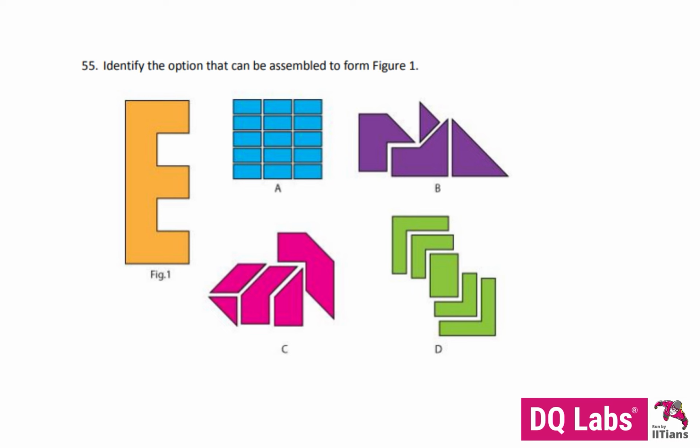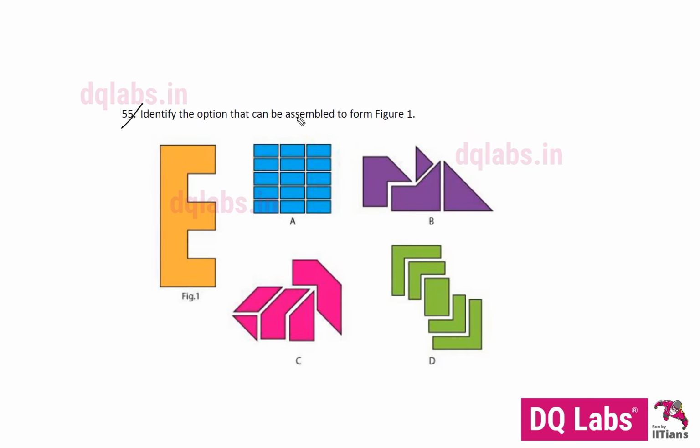Question number 55. Identify the option that can be assembled to form figure 1. So what they've given us is figure 1 here, and these are the options. We can rearrange these and rotate these few things, and we're supposed to make figure 1 out of these options. So we should just figure out which of them can make figure 1.